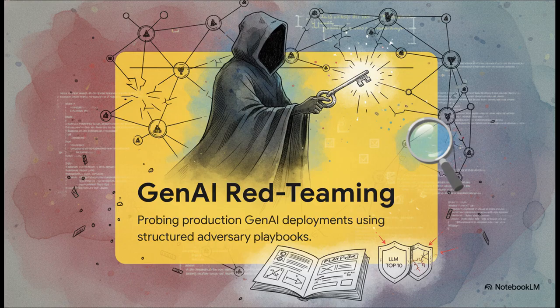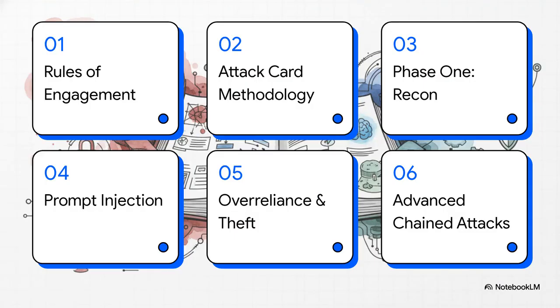GenAI red teaming is the practice of probing those production deployments using structured adversary playbooks to uncover vulnerabilities that map directly back to the OWASP LLM top 10. Today is all about transforming those theoretical AI risks we always hear about into measurable, completely reproducible attack vectors using a highly actionable methodology. We're going to structure this explainer to mirror a literal hacker's kill chain. We'll start with the rules of engagement, learn the attack card methodology, execute phase 1 reconnaissance, break down prompt injection, push into exploitation, and wrap up with advanced chained attacks.